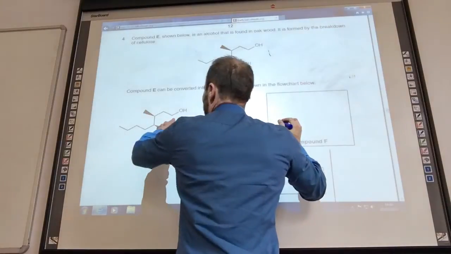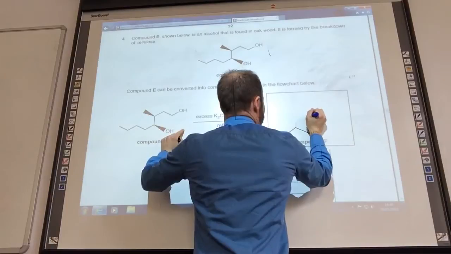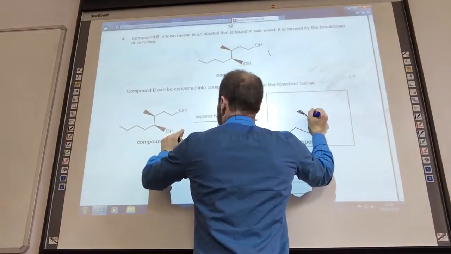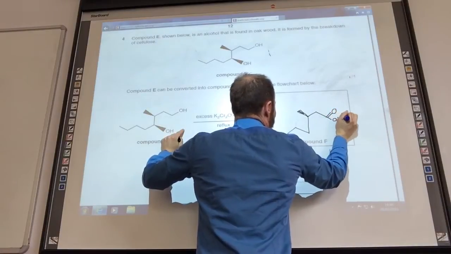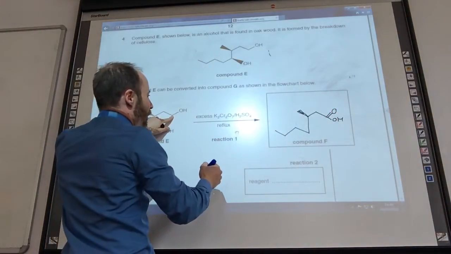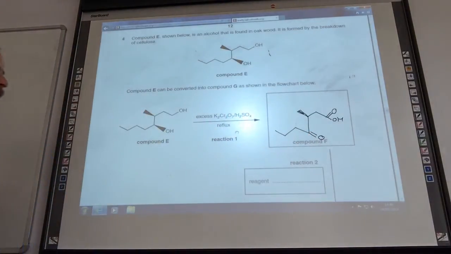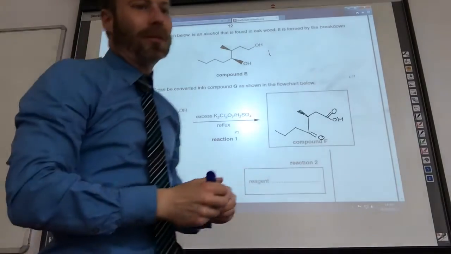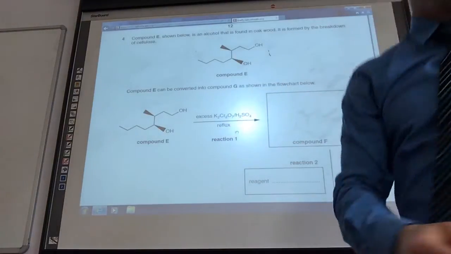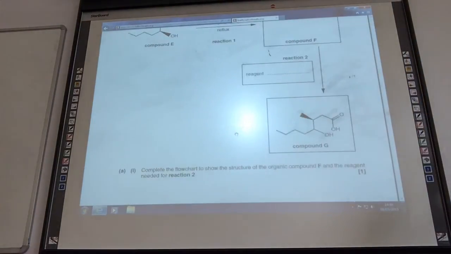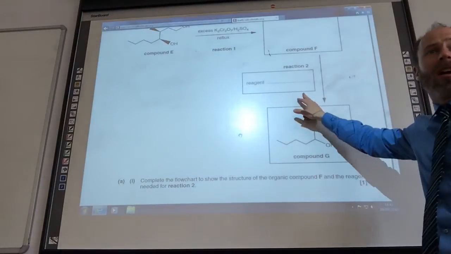So what am I going to make? Well, if I've got a primary alcohol there, don't lose your stereochemistry when you do this. So you're going to end up with a carboxylic acid appearing off of this carbon, and then that one is going to become a ketone, like so. And then the next one, to change that ketone that I had here into an alcohol, you're right, I'd use sodium borohydride.